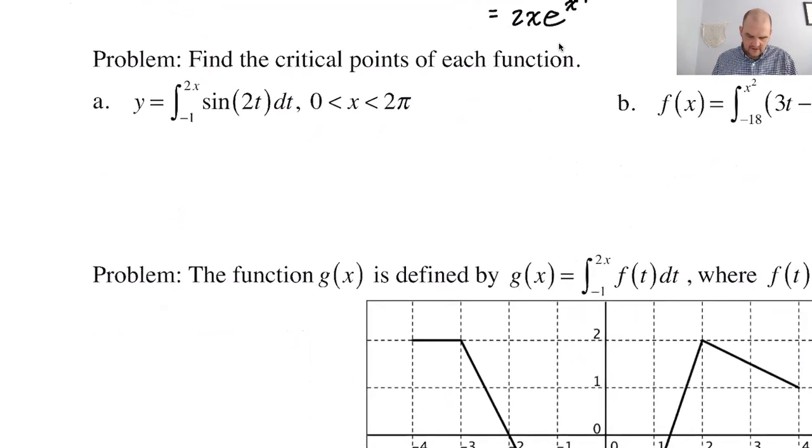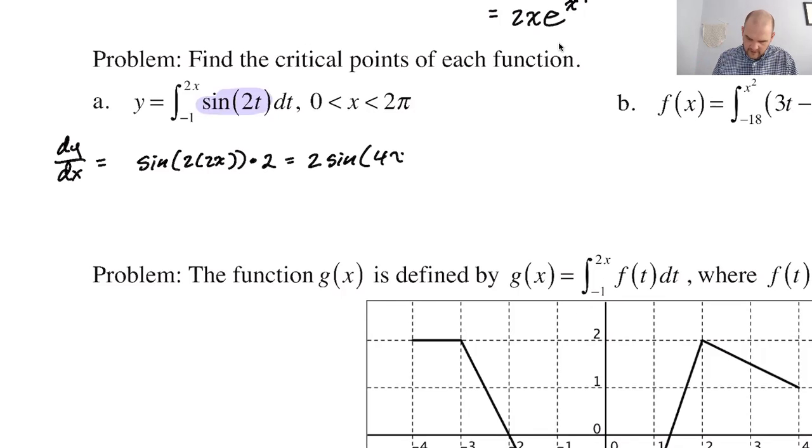So I'm going to call it dy dx. It is going to be the integrand, which is sine of 2t. So I'm going to replace every t that I see there with 2x. So it's going to be sine of 2 times 2x, and then times the derivative of the upper bound, which is 2. So this is 2 sine of 4x. Sine of 4x has a period of pi over 2. There are a lot of zeros of that.